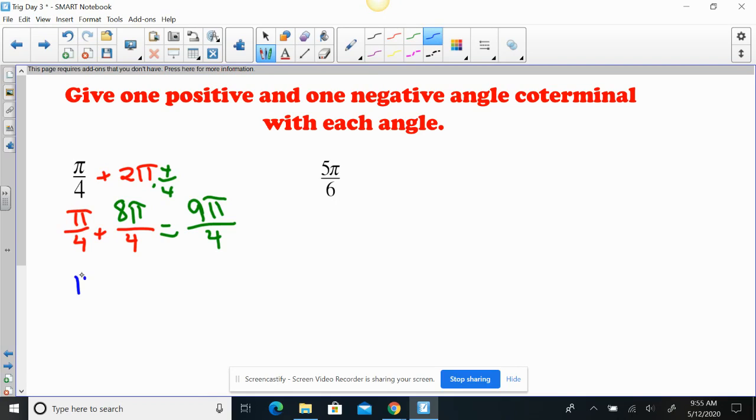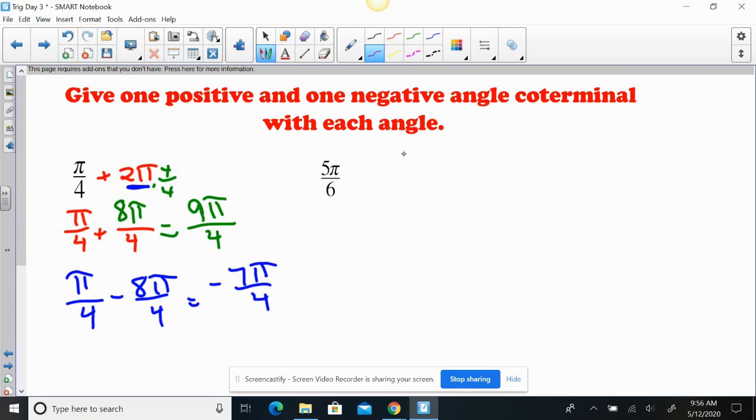And then if I want my negative, I'm just going to do pi over 4 minus 8 pi over 4. 8 pi over 4 is an equivalent form of 2 pi. So 1 pi minus 8 pi is negative 7 pi over 4. Okay, if I'm looking at the second one, go ahead and pause it and try it and then come back.